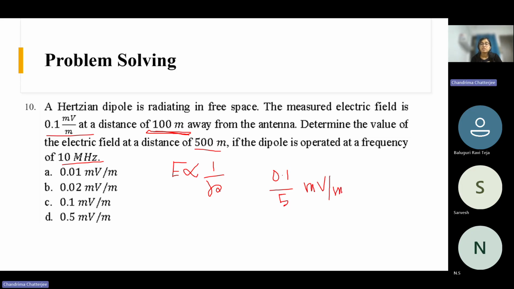0.1 by 5 means 0.02 millivolt per meter. Right? This is the electric field at 500 meter, at a distance of 500 meter. So all the other data are irrelevant. We don't need these data for this question.